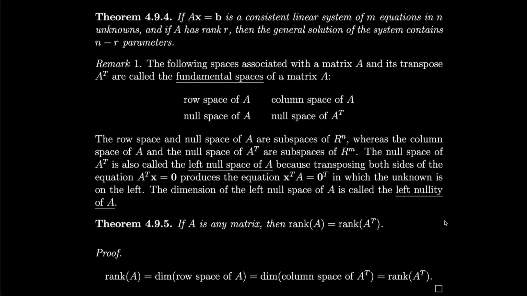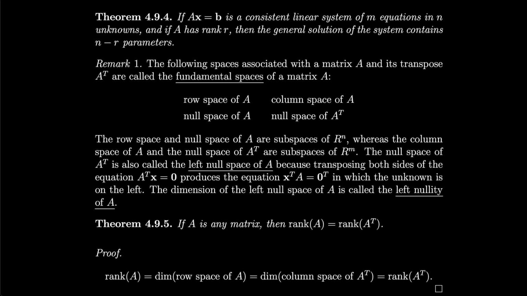The following spaces associated with matrix A and its transpose, A transpose, are called the fundamental spaces of matrix A. So we have the row space of A, the column space of A, the null space of A, and the null space of A transpose. The row space and null space of A are subspaces of Rn, whereas the column space of A and the null space of A transpose are subspaces of Rm. The null space of A transpose is also called the left null space of A because transposing both sides of the equation A transpose X equals 0 produces the equation X transpose A equals 0 transpose, in which the unknown is on the left.